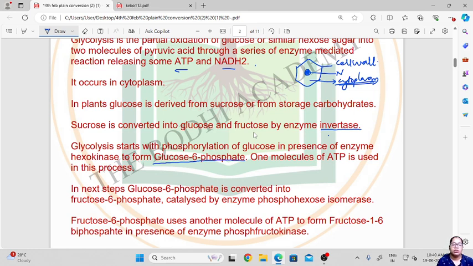Then in the next step, glucose 6-phosphate is converted to fructose 6-phosphate by the enzyme phosphohexoisomerase. After that, the fructose 6-phosphate uses another molecule of ATP to form fructose 1,6-bisphosphate in the presence of the enzyme phosphofructokinase.